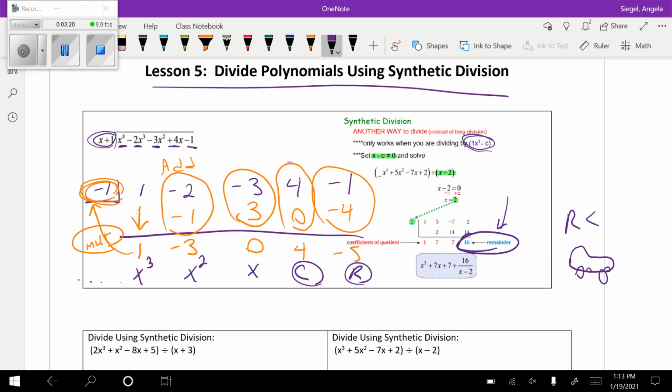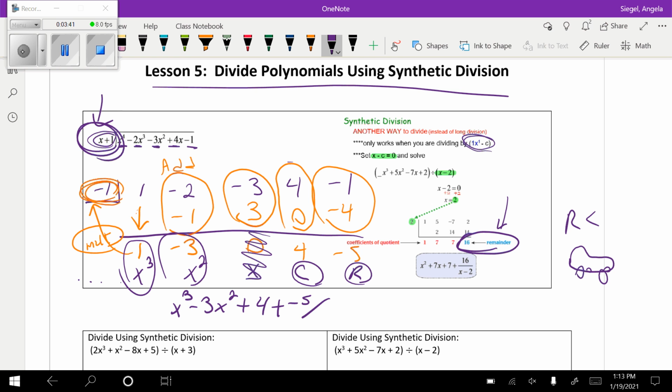So now we're going to pair these up and get our answer. I have x to the third minus 3x squared. I don't need this because it's just 0x, plus 4, plus, remember we always add it with a plus, -5 over, and then we go back to what we're dividing by, x plus 1. And this is my final answer.